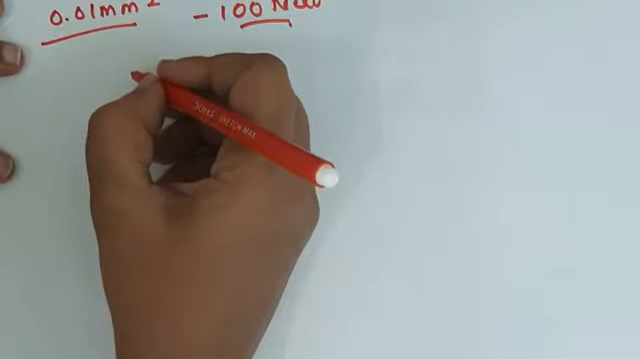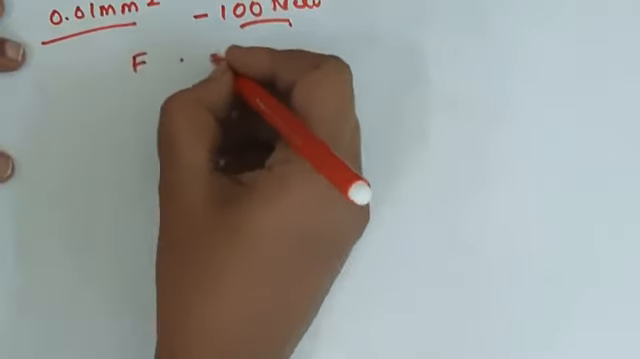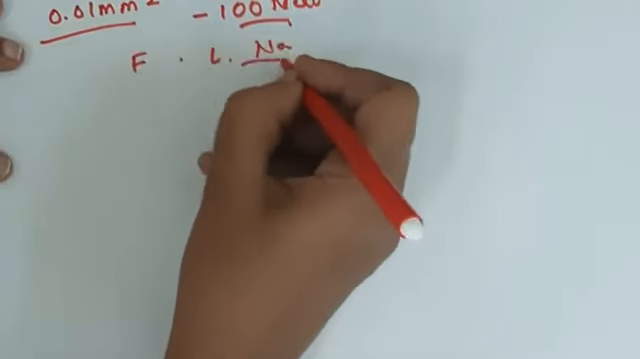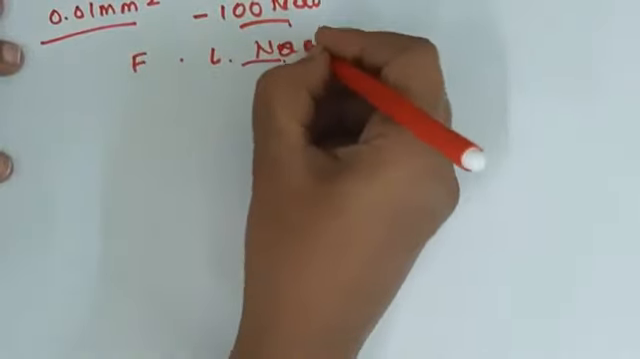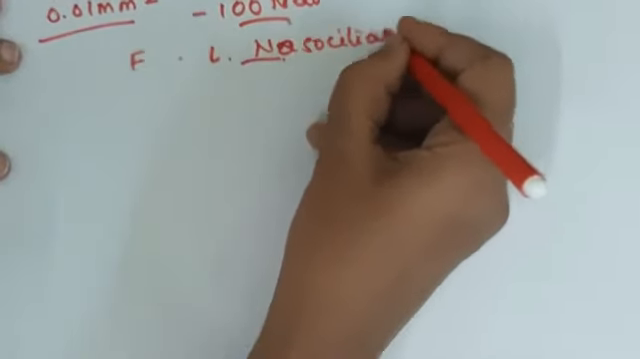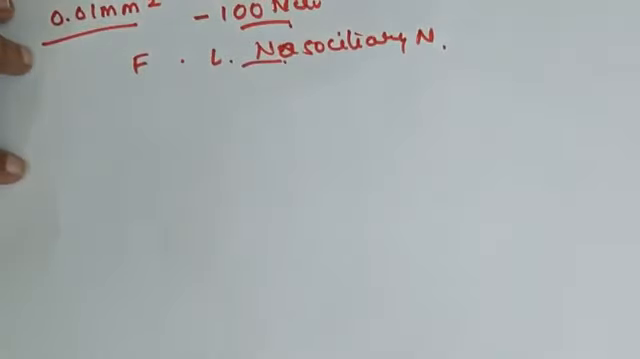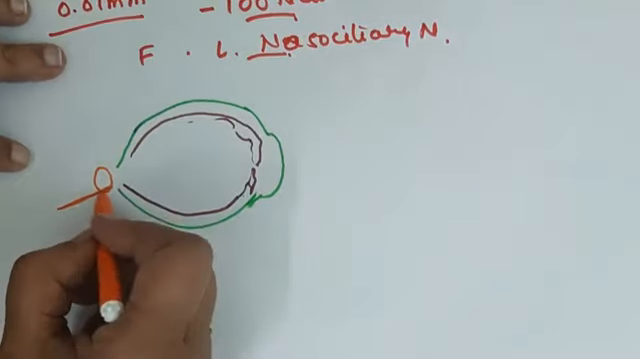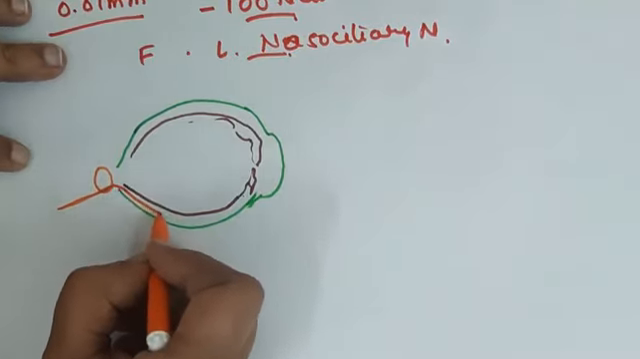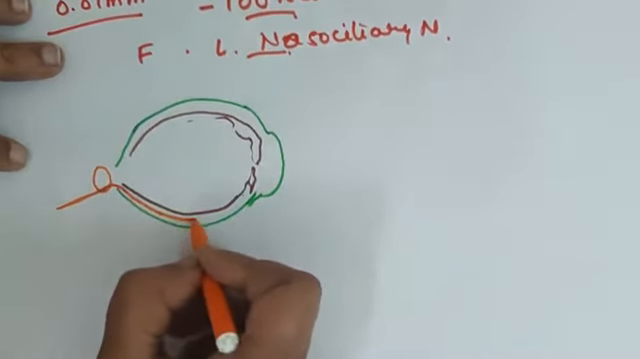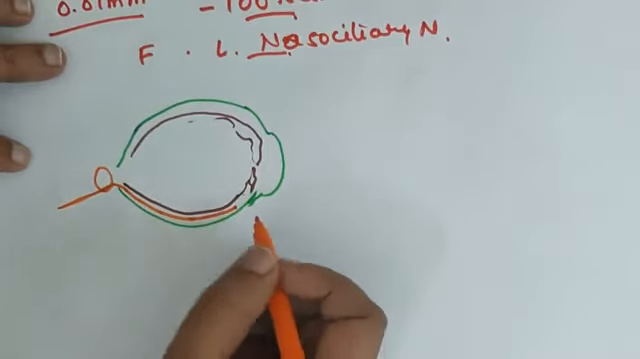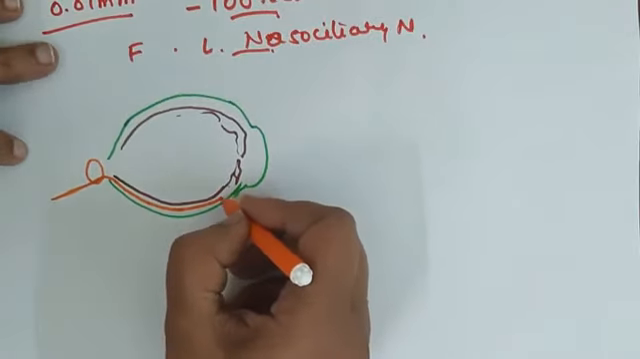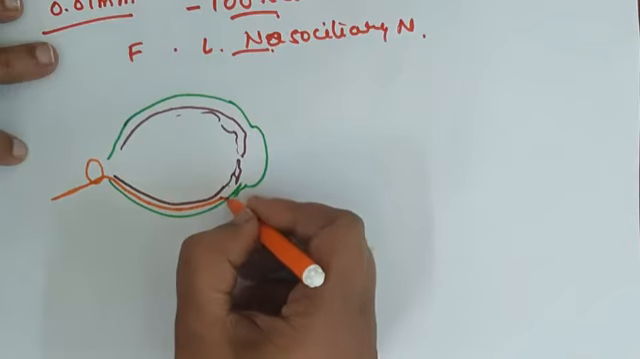We have three branches of the trigeminal nerve, that is frontal, lacrimal and the nasociliary nerve. The cornea is supplied by this nasociliary nerve. So how does it go into the cornea? Along with the optic nerve, the nasociliary nerve will enter the eyeball and it runs in the suprachoroidal space, that is above the choroid and below the sclera. Just a short distance from the limbus it will enter into the sclera.